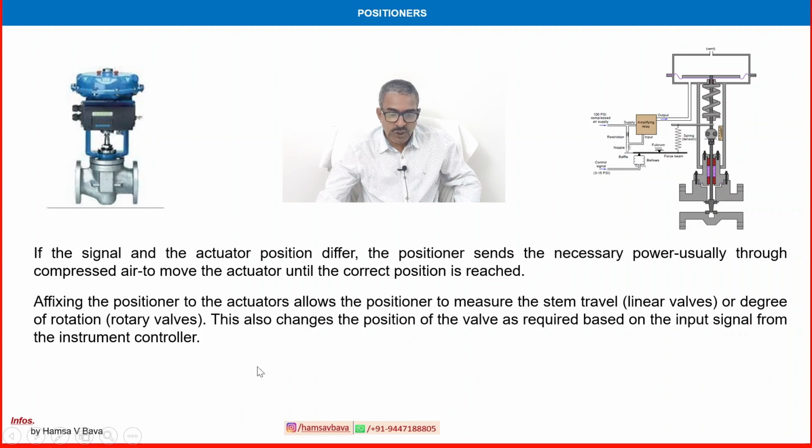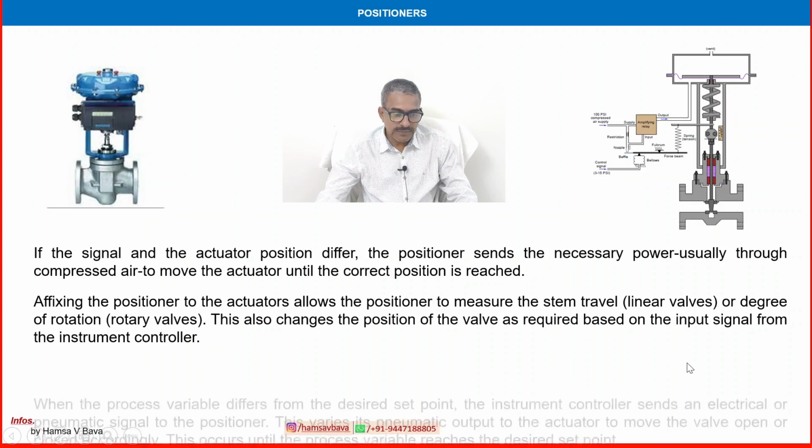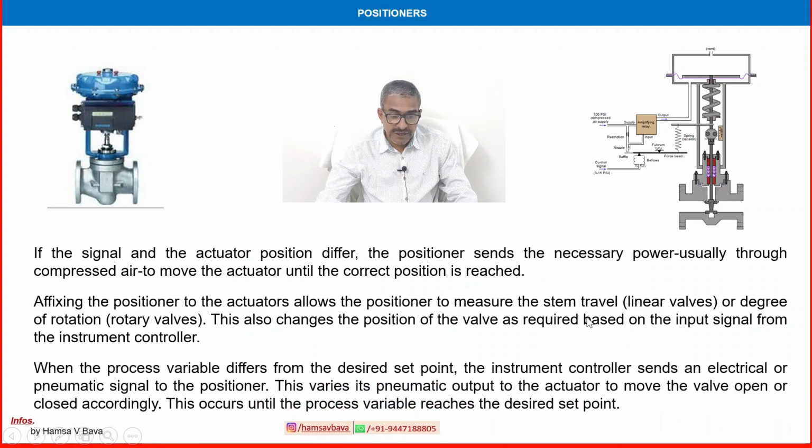Affixing the positioner to the actuator allows the positioner to measure the stem travel in a linear valve or the degree of rotation in rotary valves. This also changes the position of the valve as required based on the input signal from the instrument controller. When the process variable differs from the desired set point, the instrument controller sends an electrical or pneumatic signal to the positioner. This varies the pneumatic output to the actuator to move the valve open or closed accordingly. This occurs until the process variable reaches its set point.